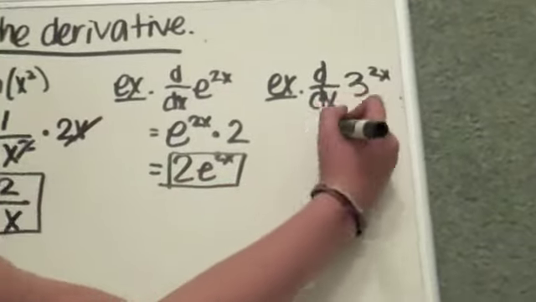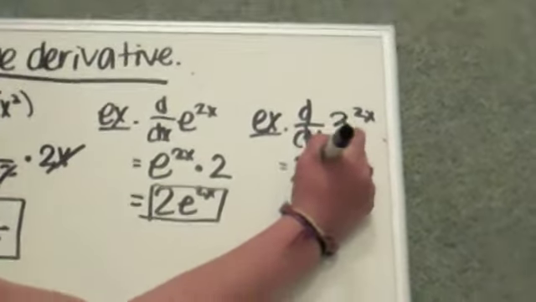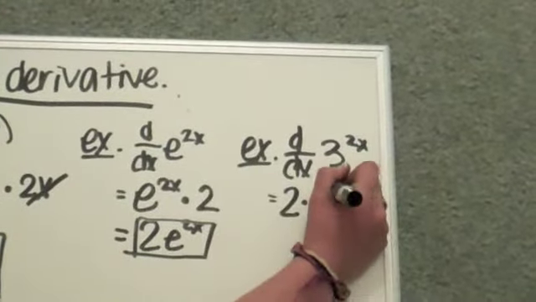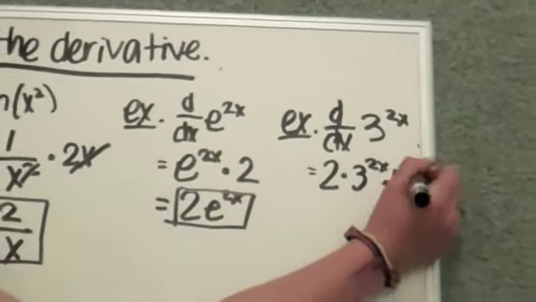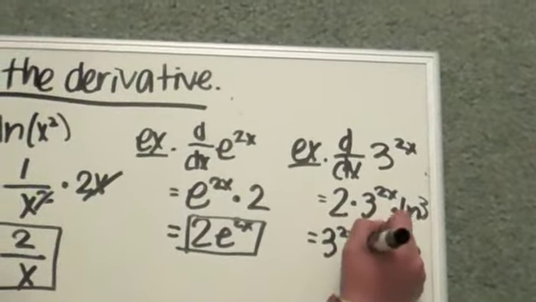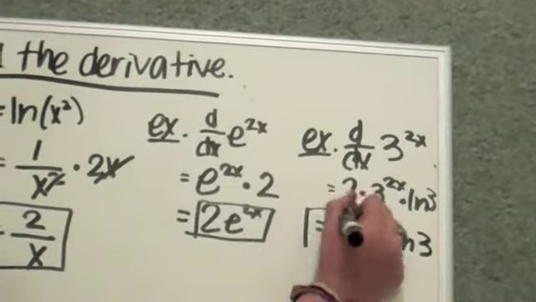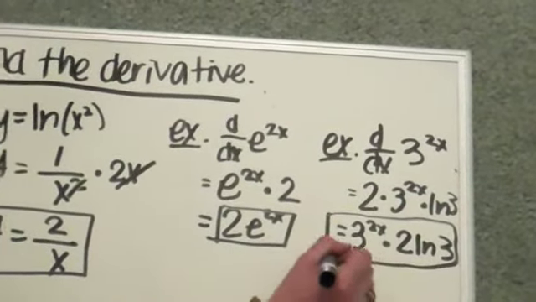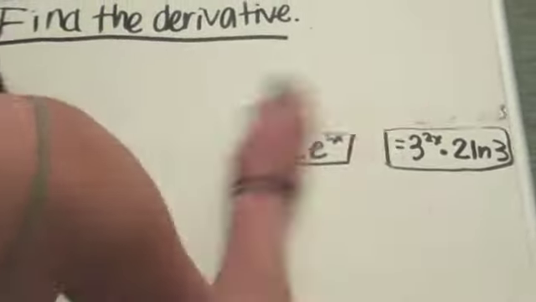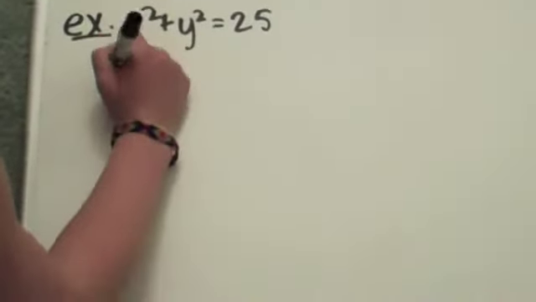For the last one, we have to do one of the equations that we learned earlier, and it's 2 with the chain rule times 3 to the 2x times ln of 3. Simplify it a little bit, 3 to the 2x times 2 ln 3. And there you go. Great, so this is an example of implicit differentiation.